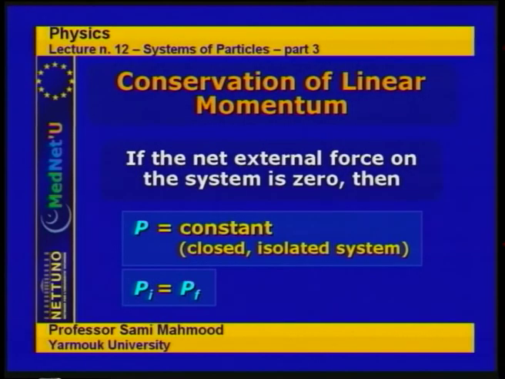This implies that if we look at a system at any point in time, call it initial time, the linear momentum of the total system, of the whole system, would be constant. Meaning at any later time, call it t final, if we measure the linear momentum of the system, we will find it to be exactly the same as the initial momentum that we have measured previously.